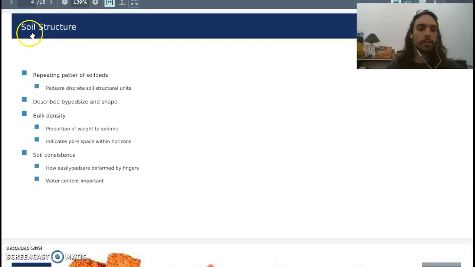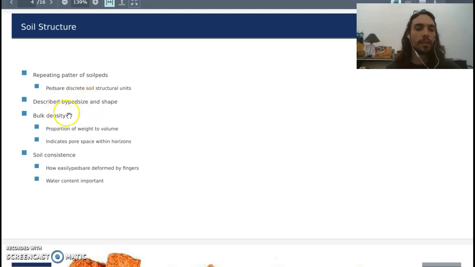So let's talk about soil structure. That was those soil peds, basically how much air is in between each piece of soil. We see a repeating pattern of soil peds, and peds are just discrete soil structural units. They're little teeny pieces of soil that have air pockets in between each one. So when you see peds, think about little teeny pieces of soil mixed with air and other little pieces of soil.